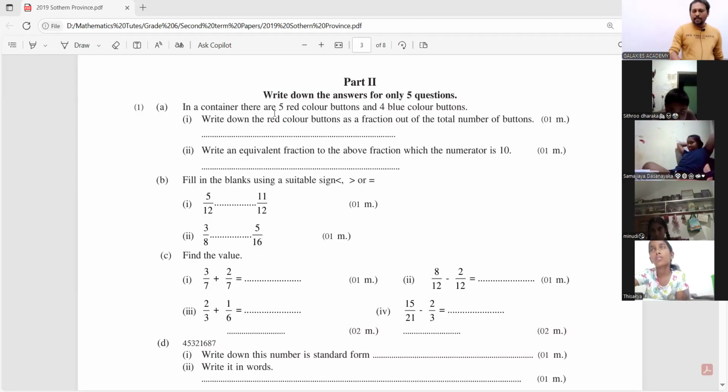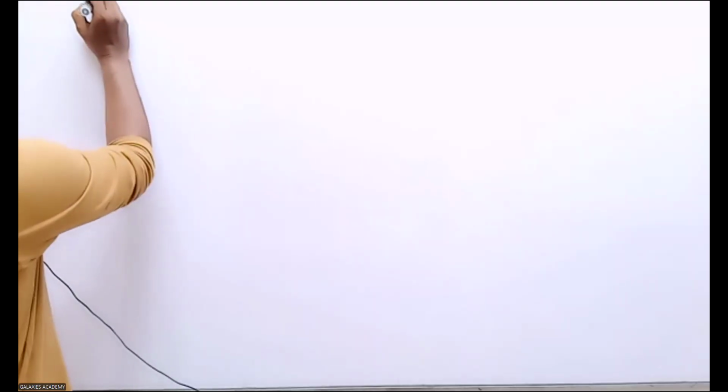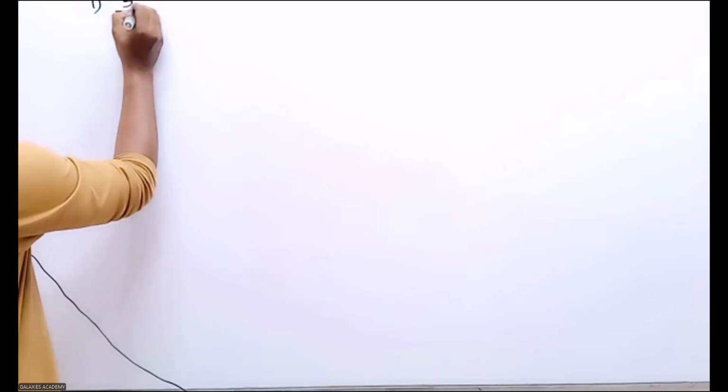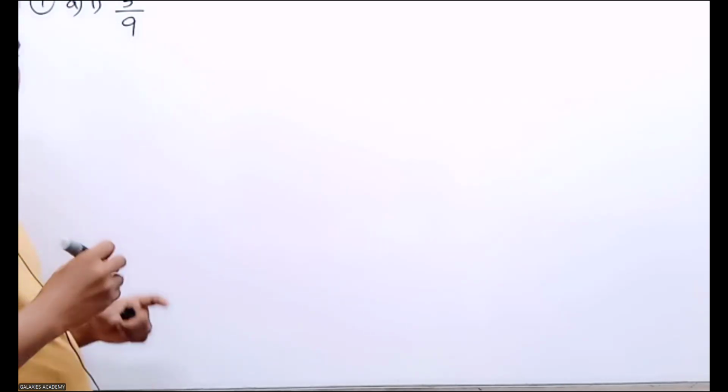So how many red color buttons? There are 5 buttons, no? Total buttons 9. So what is the first part answer? You can write 5/9. It is the first question, simple A part. Right, simple A first part answer, 5/9.